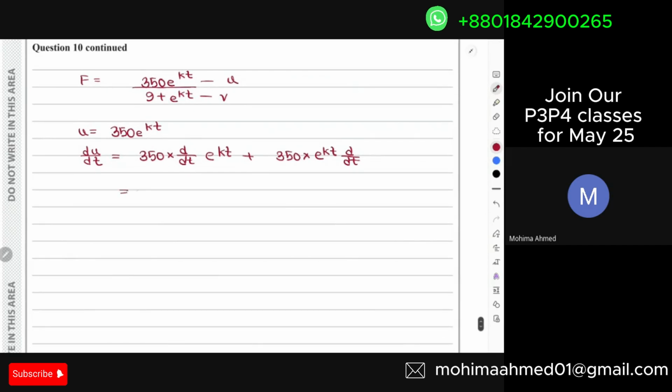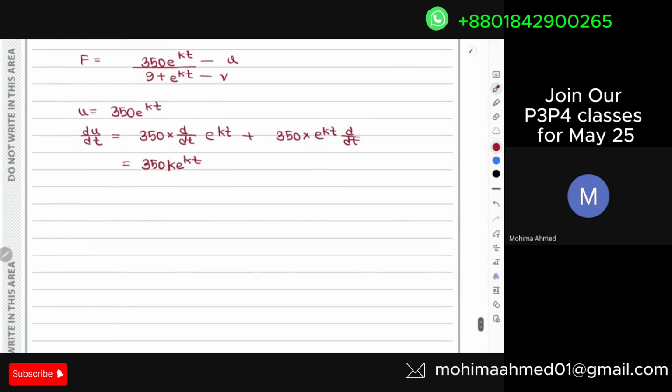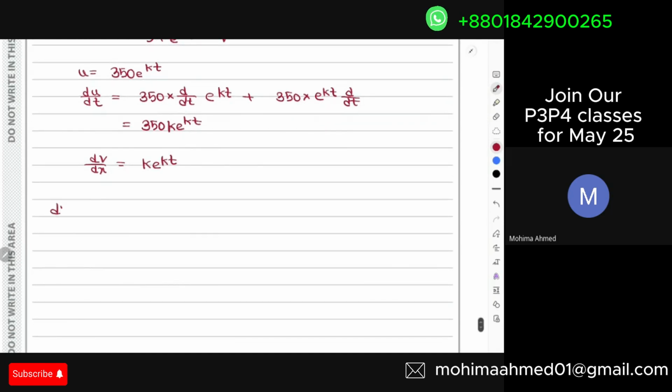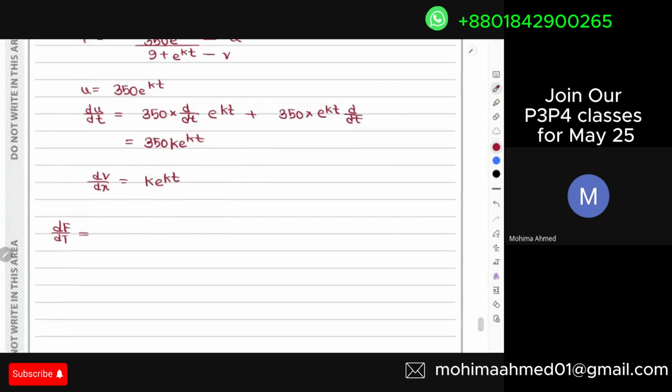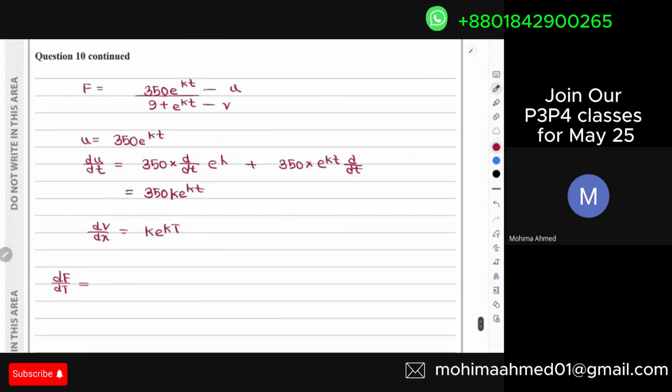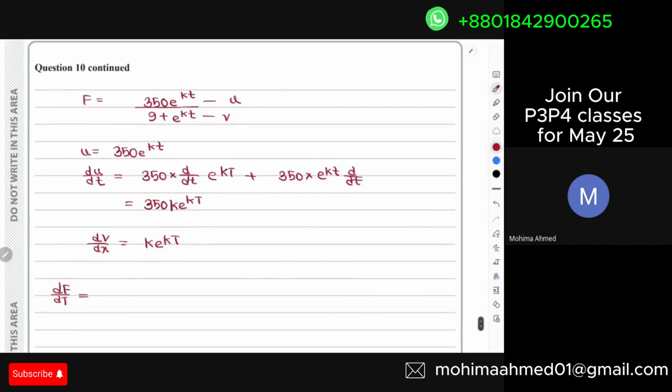So from there I can understand that the first part will be entirely 0 because this is 0. But from this part I get 350 e power kt, right? So I'll just put k over here. So 350 k e power kt. This was the value for du by dt. For dv by dt, we have 9 plus e power kt. So we basically get k e power kt, right? 9 will be entirely vanished. So finally for df by dt, we're supposed to use capital T all this time. The value for t here was capital T all this time.